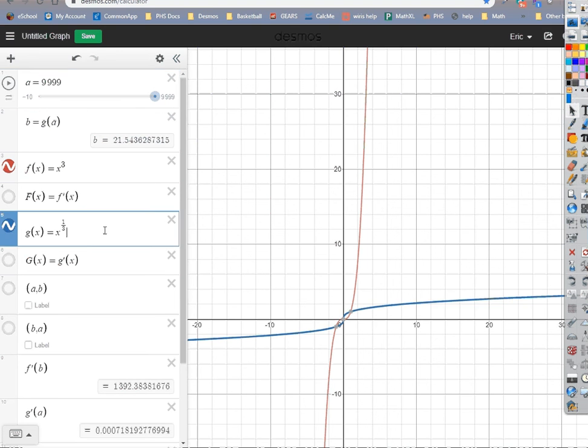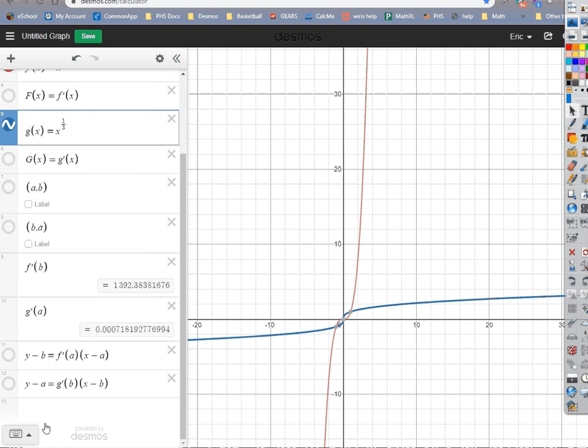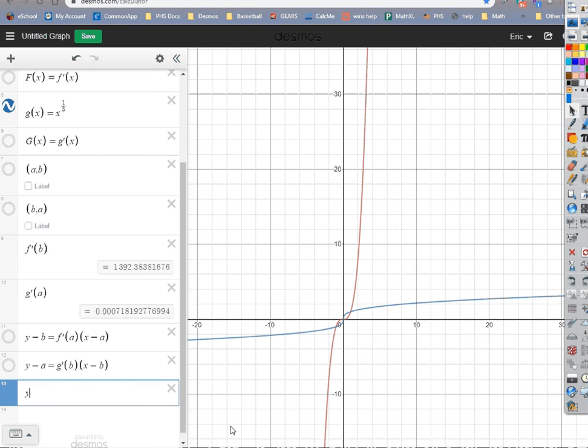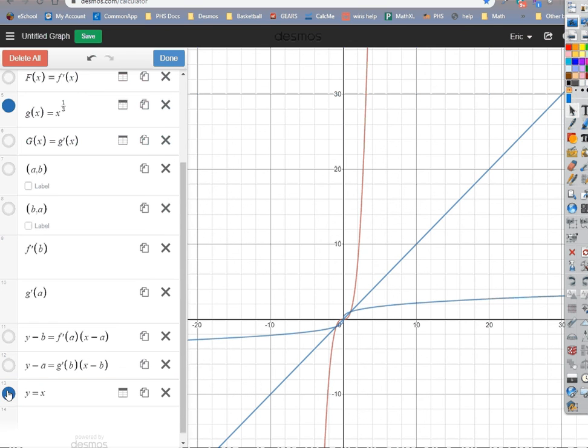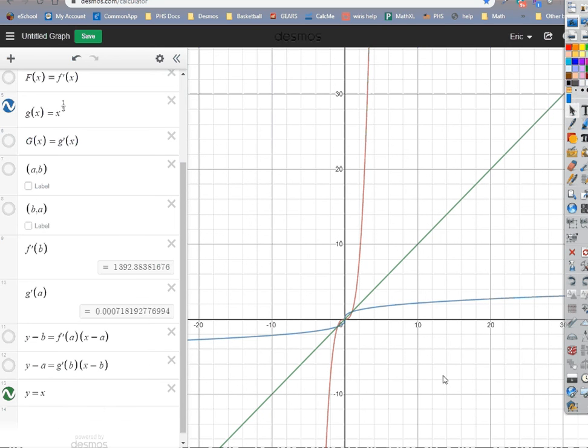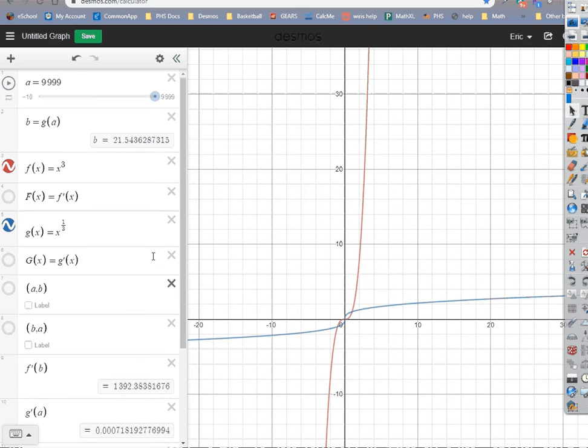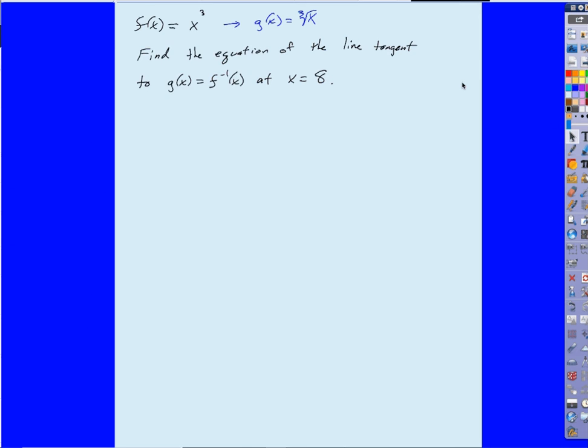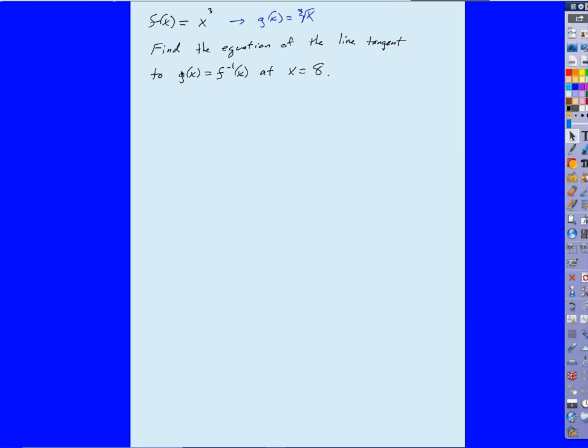Okay, let's just demonstrate that real quick. So let's make that green. Right, so they have reflective symmetry over that line like we'd expect. Okay, we got that. Now we want to find the equation of the line tangent to the inverse at x equals 8.